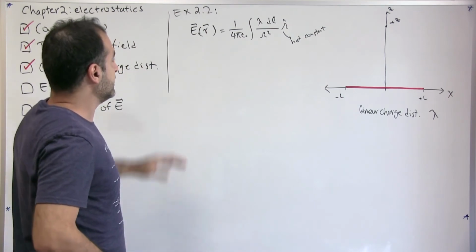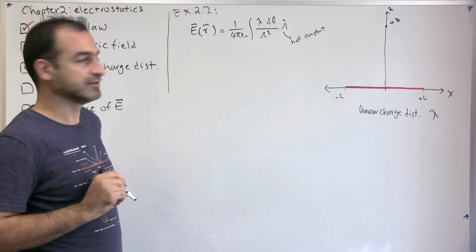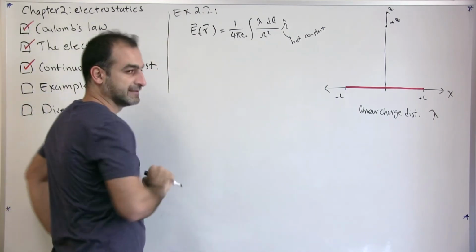For this specific problem, it's more or less manageable, okay? But let's write things down and first identify what we have and what we are trying to find. So what is the field point here?